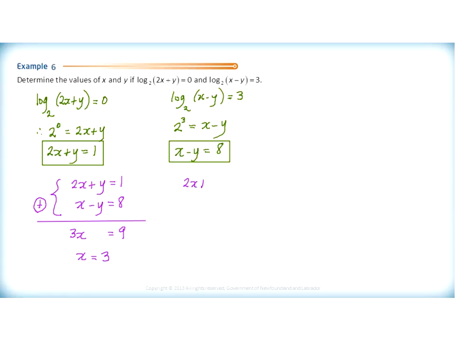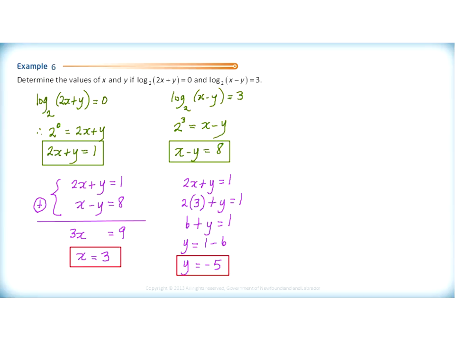Using substitution, we take 2x plus y is equal to 1, and we substitute in x equals 3. So we have 2 times 3 plus y is equal to 1. 6 plus y is equal to 1. So y is equal to 1 minus 6, and the value of y is equal to a negative 5. So this also solves for x and y using a system of equations by converting from logarithmic form to exponential form.